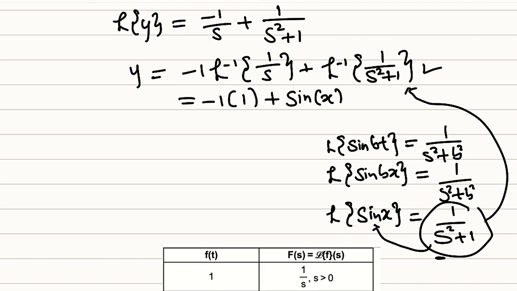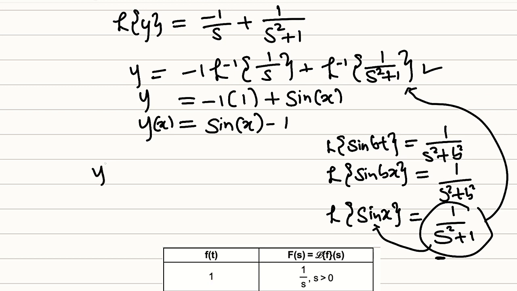-1 times 1 is -1. So this finally equals sine x minus 1. Therefore, y, which is a function of x, is equal to sine x minus 1. Wow. So now let us check by integrating both sides to see whether we're going to have the same function.